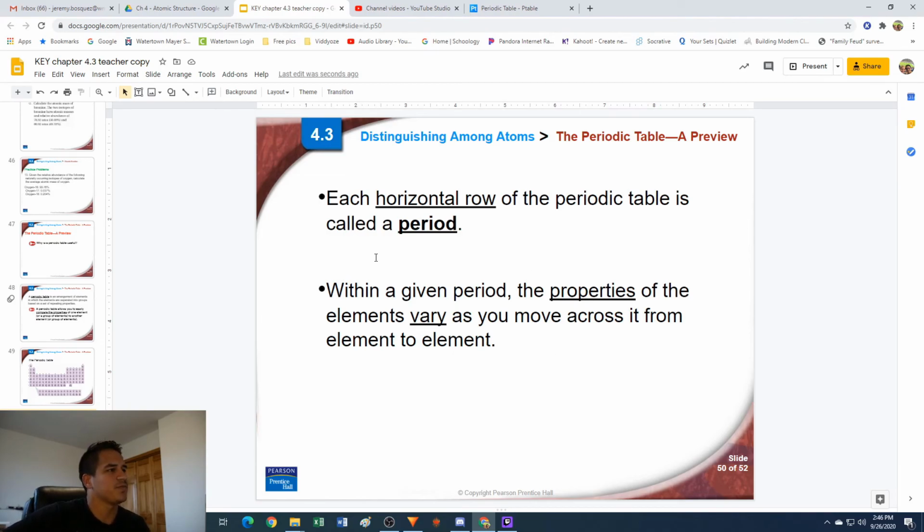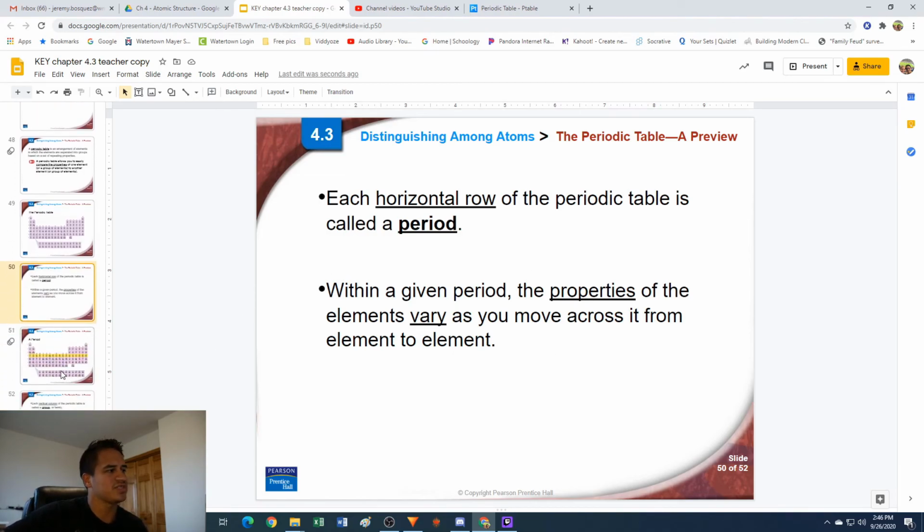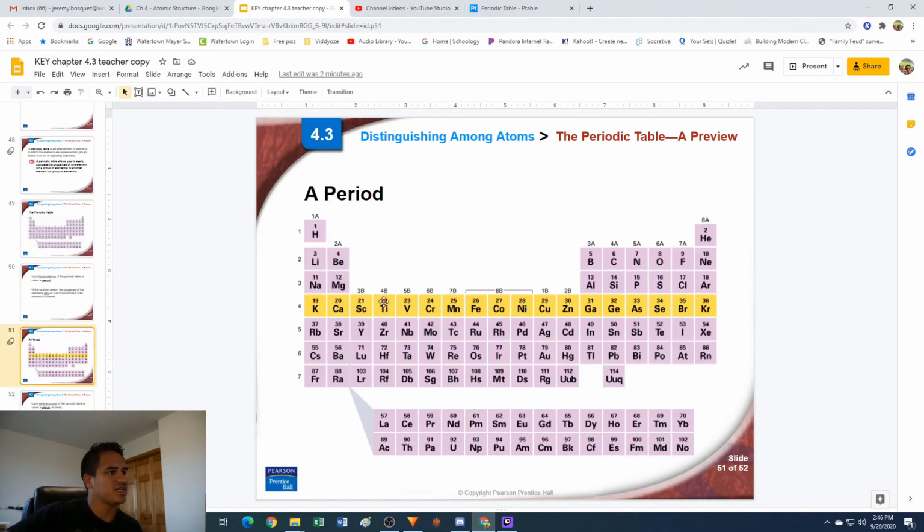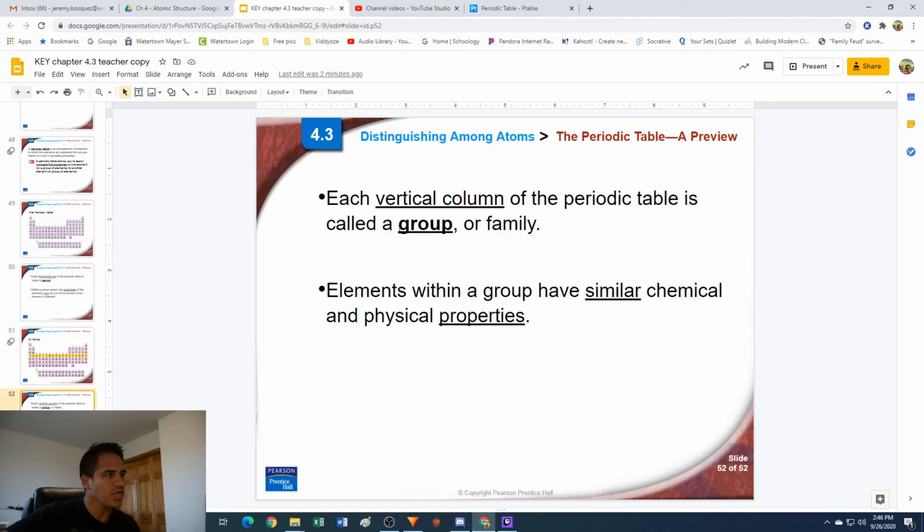So you might hear me refer to groups and periods. If you hear those words, that's what that is, okay? Elements that are in period 4, for example, are all over the place. They don't really have anything in common. But elements in vertical columns, groups, will have similar chemical properties.